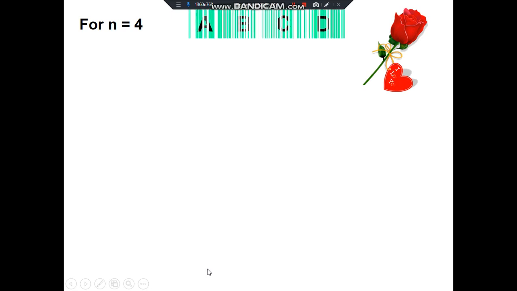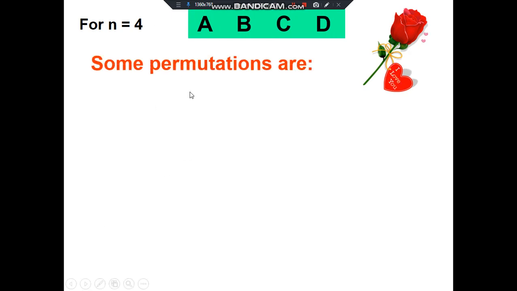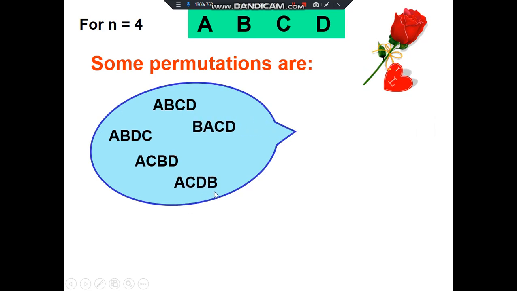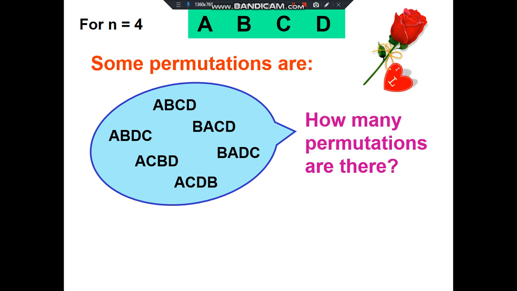Second example, we have 4 letters: A, B, C, and D. So we are going to arrange them. Some arrangements or permutations are ABCD, ABDC, ACBD, ACDB, BACD, and BADC. So how many permutations are there?